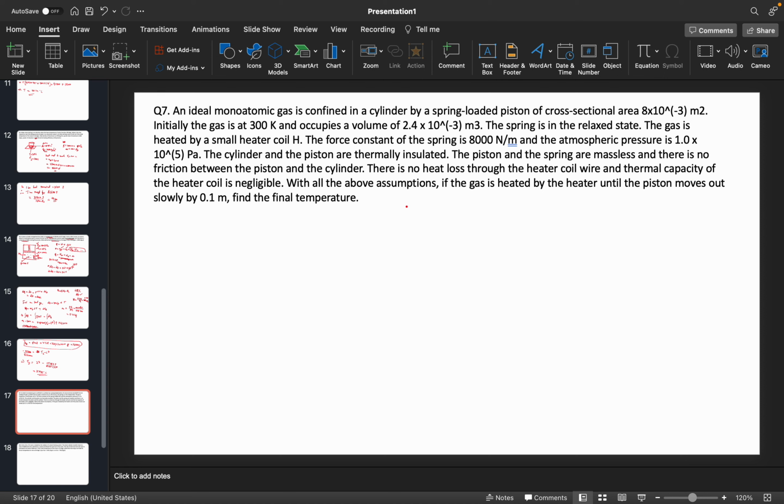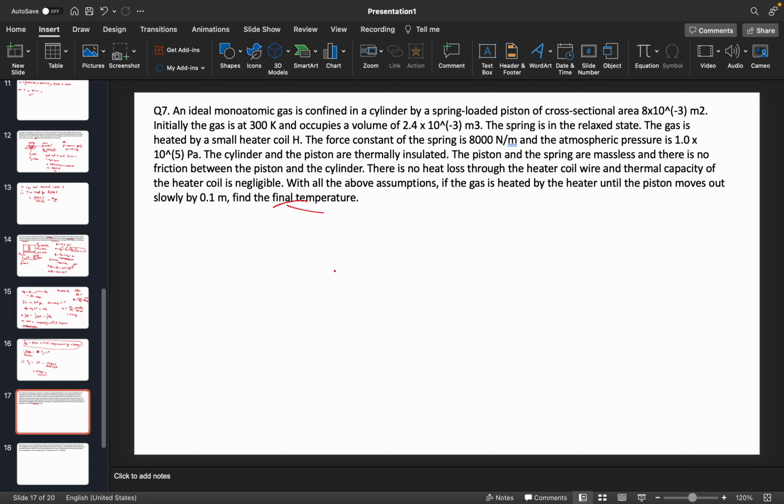With all the above assumptions, if the gas is heated by the heater until the piston moves out slowly by 0.1 meter, you have to find the final temperature. The question looks long, but whenever the question is longer, you will get more and more hints. Okay, we'll go one by one. It is an ideal gas they are telling, and it is a monoatomic gas. What is monoatomic gas? We'll get to know.